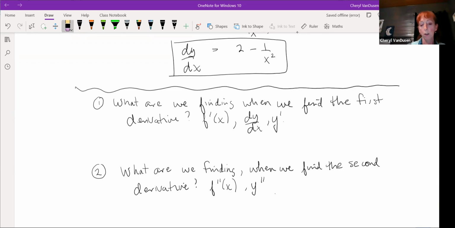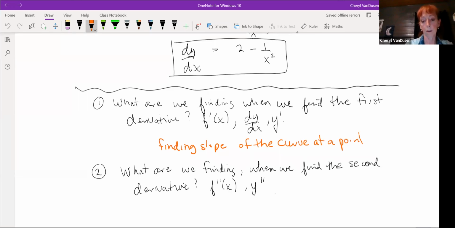So you probably remember when we first introduced derivatives, that derivatives were all about finding the slope of a curve at a point. So the answer to the first question is we're finding slope, specifically finding the slope of the curve at a point. So it's all about finding slope, basically, really, to boil it down there.